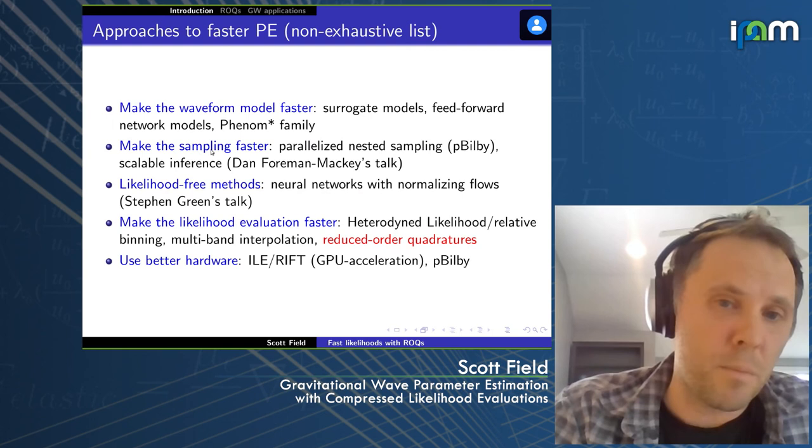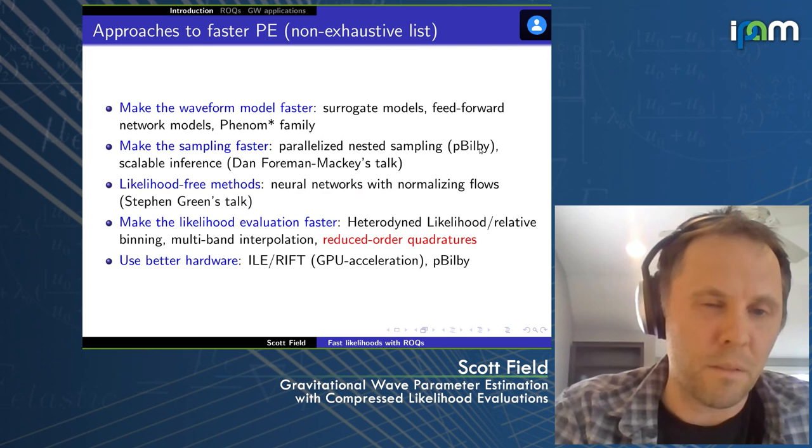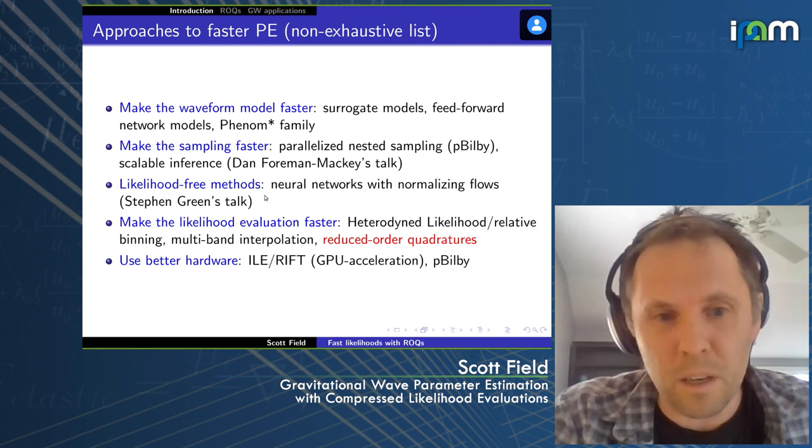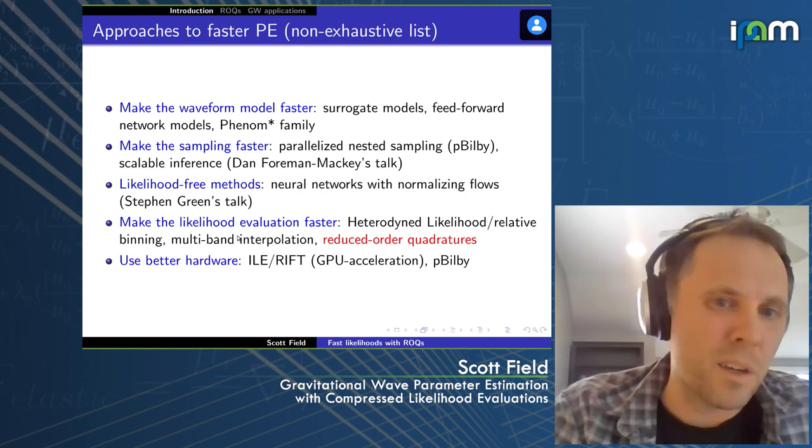Other techniques could make the sampling faster. There's a talk later today about scalable inference. Parallelized nested sampling with pBilby are approaches to solving the problem within this framework. There are also the likelihood-free methods, like Stephen Green's talk, which was excellent. In some sense, if you don't have a likelihood, it doesn't cost anything, and you can get your posteriors in order of seconds. Reduced order quadratures fall into the category where we try to make the likelihood evaluation faster.